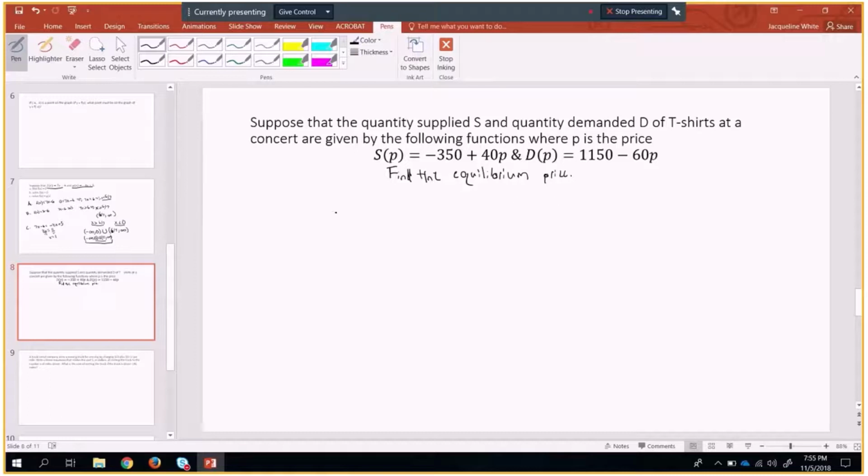So to find that equilibrium price, first part of that word equilibrium, equal, so we set both of these equal to each other. So that looks like S of P is equal to D of P. That's going to be negative 350 plus 40p is equal to 1150 minus 60p.